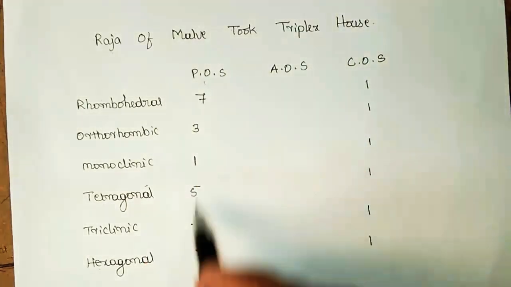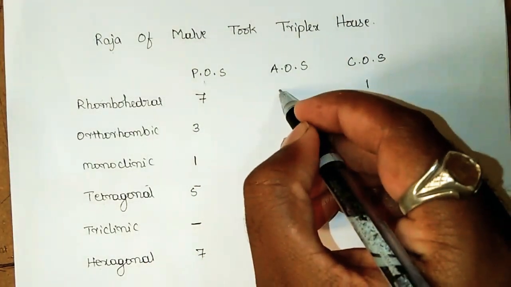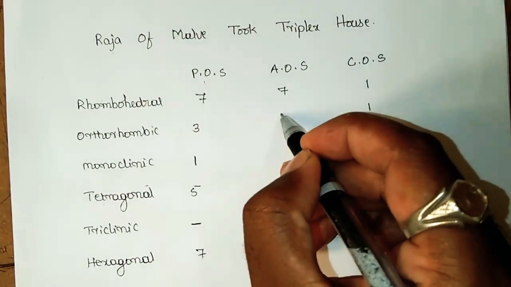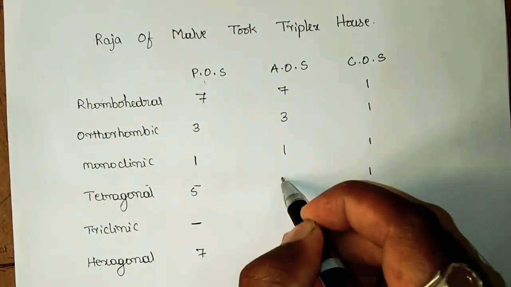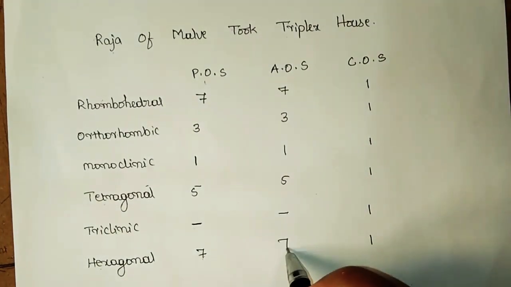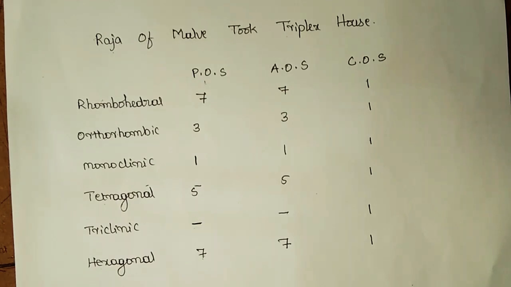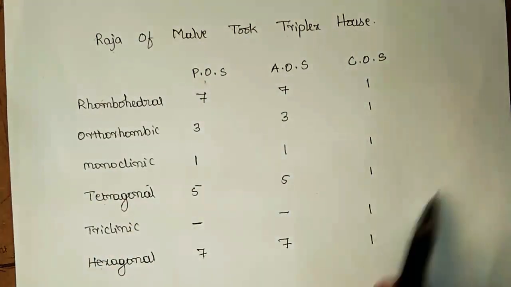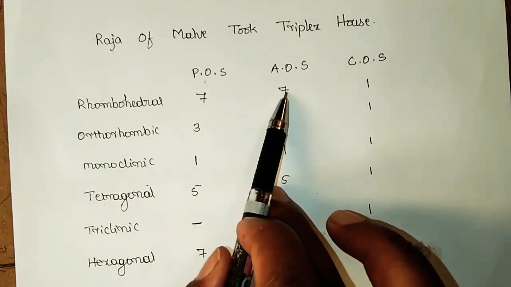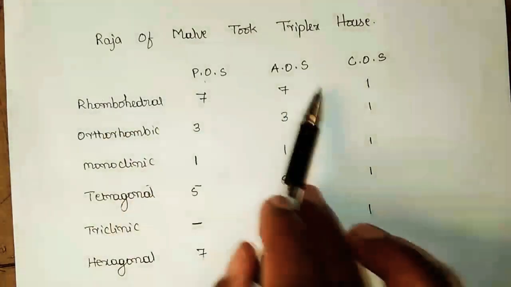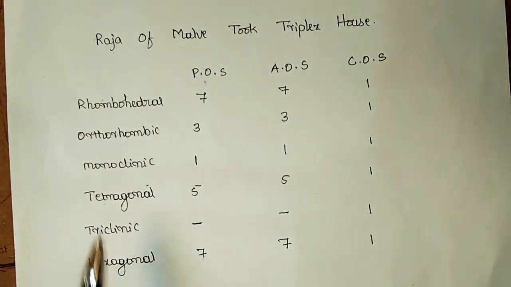Whatever numbers you got over here, replicate the same in the case of axes of symmetries also: 7, 3, 1, 5, minus, and again 7. So in this way, you can remember the number of planes and number of axes of symmetries present in the crystal systems, rhombohedral to hexagonal.